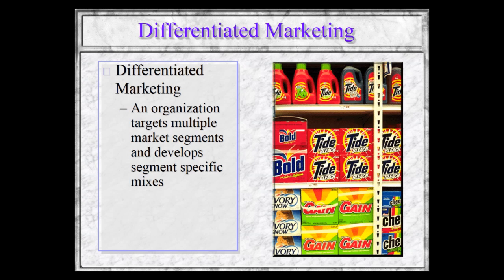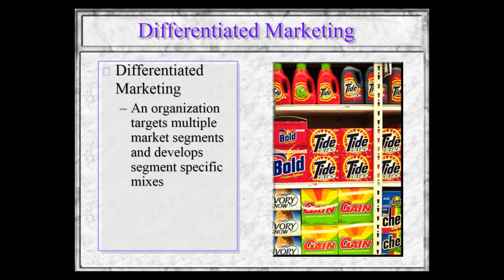For example, in the detergent market, Procter & Gamble is a major player in the detergent market, but they've got a bunch of different brands: Tide, Bold, Ivory, Gain, Cheer, Dreft, Ariel, Salvo, Pods. They've got a whole bunch of different brands, but they go after different segments and they go after them differently. So that's a differentiated strategy.